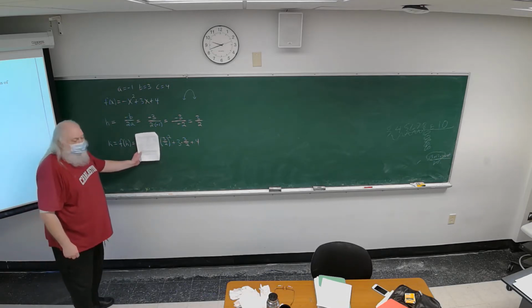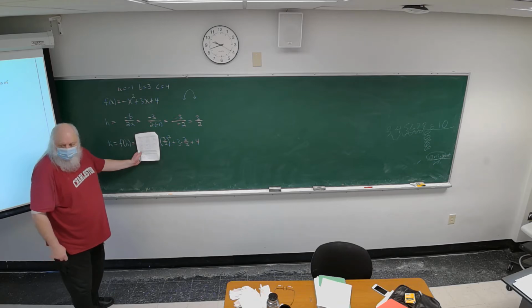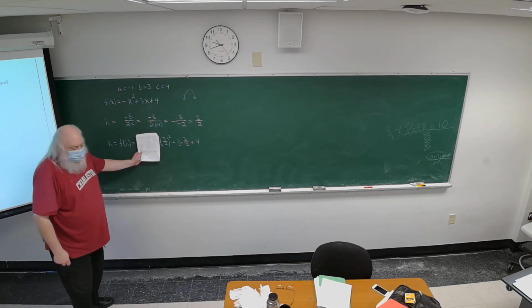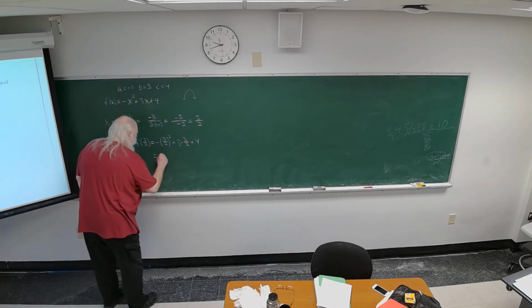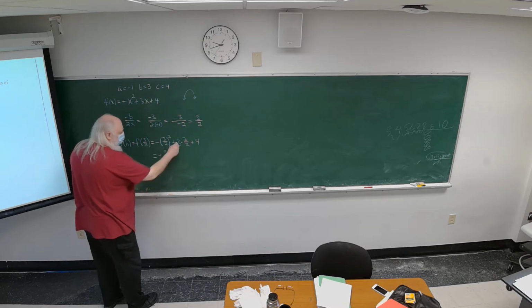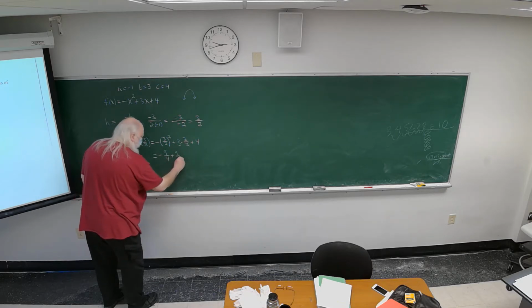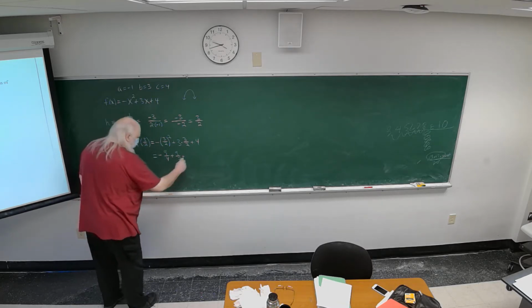All right, PEMDAS. So exponentiation comes first. 3/2 squared, square the numerator, square the denominator, right? 3 squared is 9, 2 squared is 4. So 3/2 squared is 9/4, and then we take the negative of it. We have minus 9/4. And then 3 times 3/2, right? The 3 is the same as 3 over 1. And so when you multiply 3 over 1 times 3/2, you get 9/2. And then we have plus 4. I'll leave that alone for now.